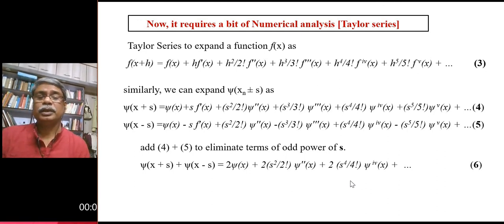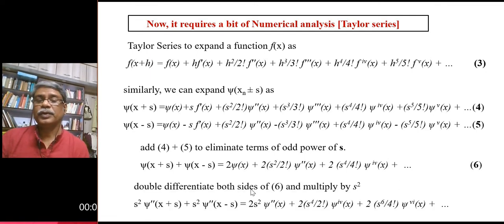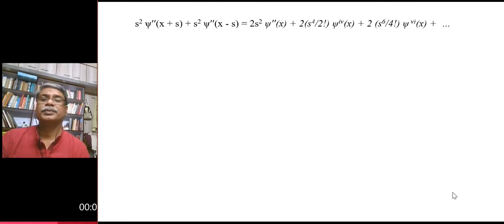How? Here is a mathematical trick. What we will do, we will try to eliminate, or rather express, this s to the power 4 psi fourth derivative in terms of psi double prime only. How can we do that? The recipe is, you double differentiate both sides of equation 6 and multiply by s squared. One can easily check that if you do that, then you will get this expression. I am repeating it on the next page. So you will get this expression.